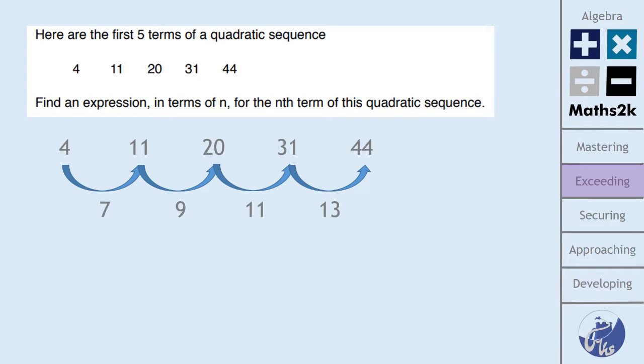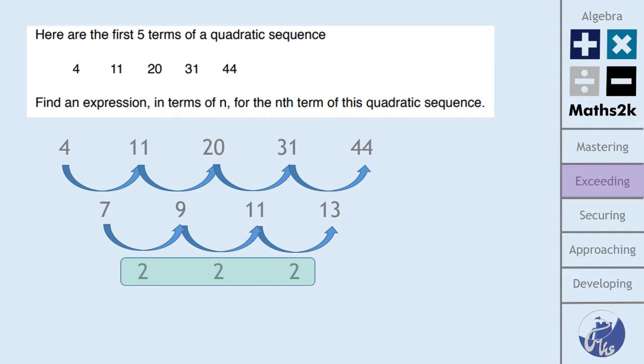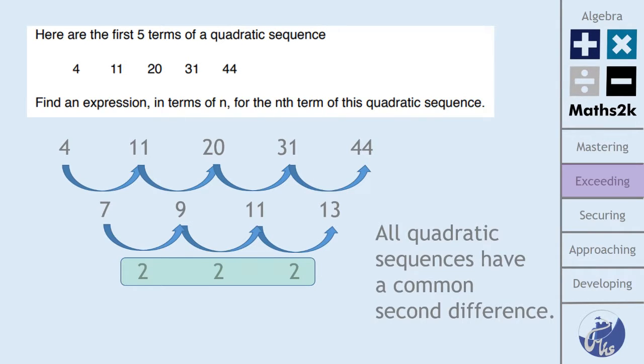And as we go across this sequence, what we'll realize is that it's not the same each time, but there is a pattern in those numbers that it goes up in. So 7, 9, 11, 13, we can see that those numbers are going up in 2. Now this value of 2, which is called the second difference, is important. We're going to use that later to find our nth term rule, but all quadratic sequences will have a common second difference. It will stay the same. And that number is important for finding your nth term rule for a quadratic.